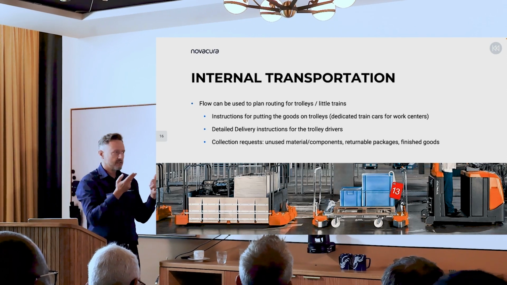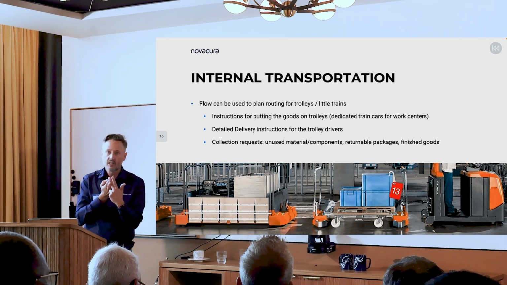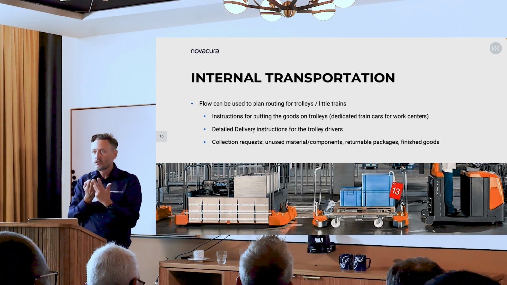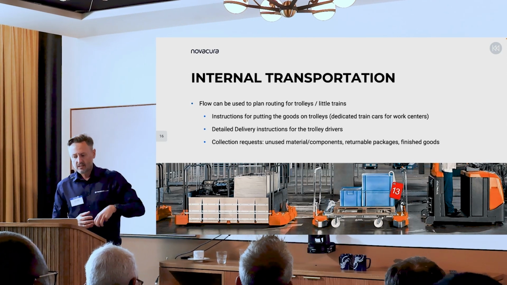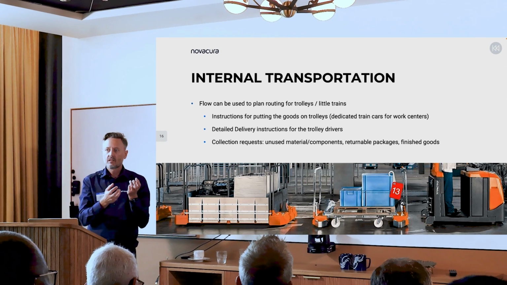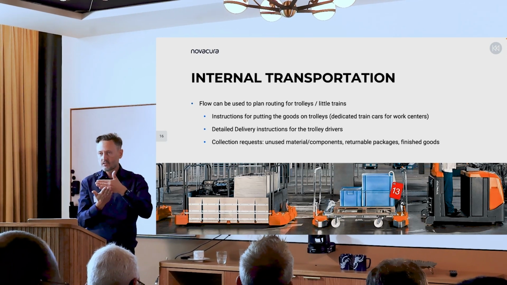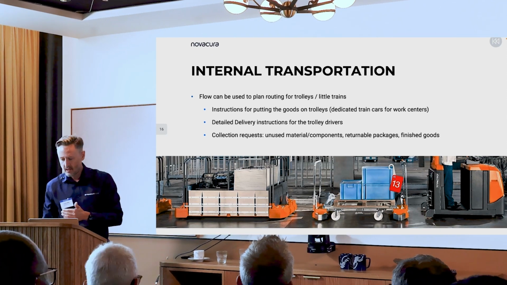Like, as I said, the unused material, unused components, maybe returnable packaging, maybe some finished goods. It's now integrated. So he goes to a particular work center, he delivers new materials, and he gets back the returnable packaging because he has clear instruction in his mobile application. It is all, again, controlled in Flow.